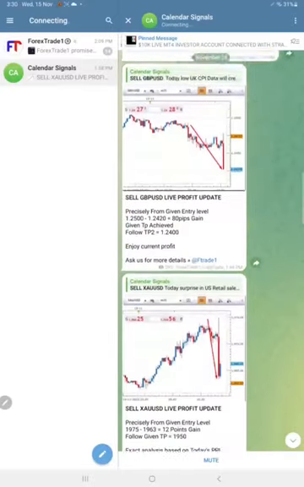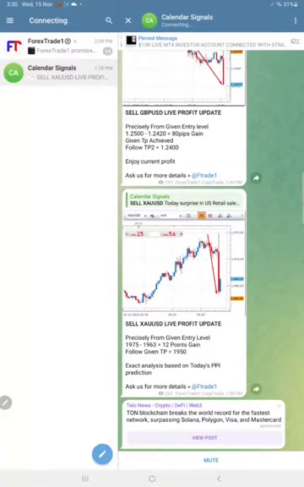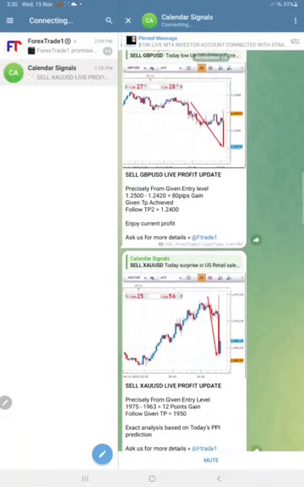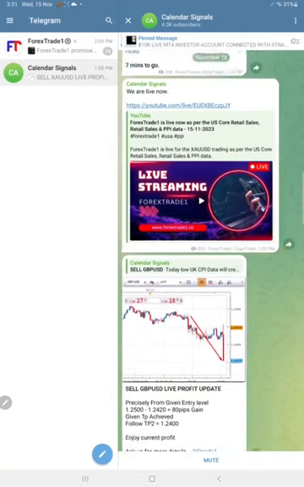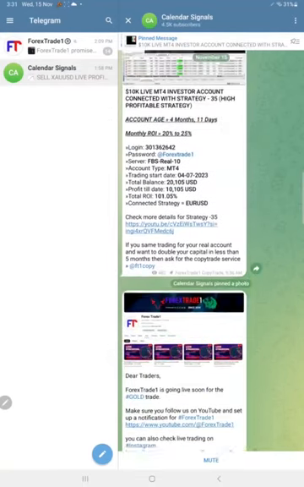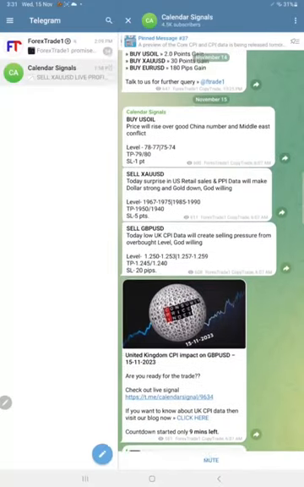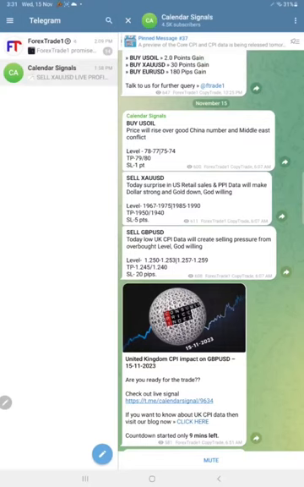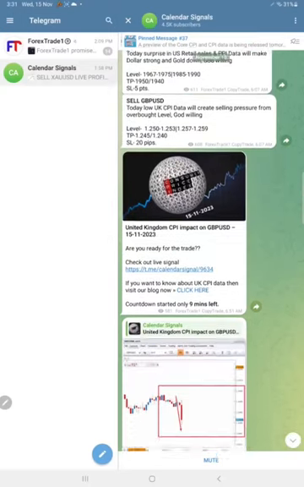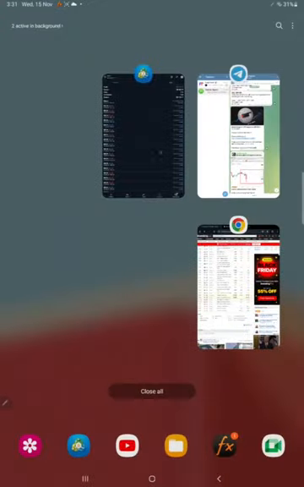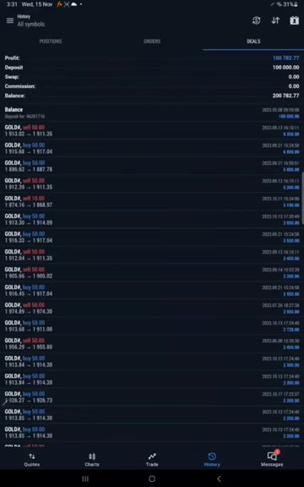Likewise, here is the general performance of our signals. Here you see gold made 12 points gain and GBPUSD 80 pips gain, and US oil yet to perform, and we will update it in this channel whether it is a sell hit or if it performed later on. So that is the general performance of today's signals, and here is the MT5 terminal where we trade as per our calendar signals levels.